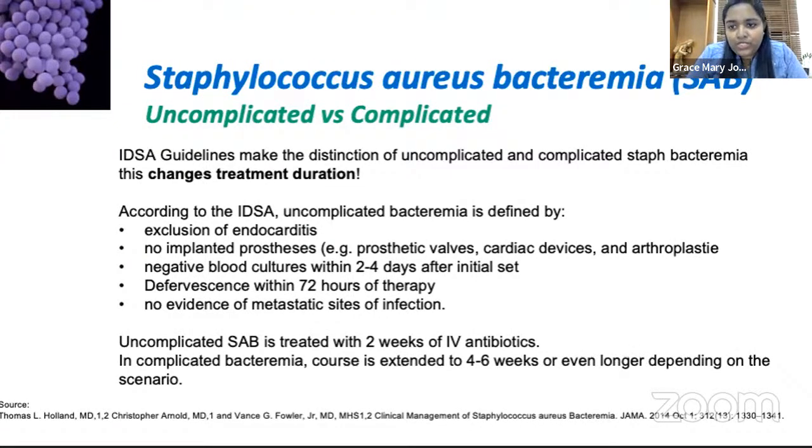The reason why you need to specify this is that these are things you can make into a protocol: whenever you see a Staph aureus bacteremia, classify it into uncomplicated and complicated, because your duration depends on it. If it's an uncomplicated bacteremia, you give 14 days of therapy and that's it. You can sit peacefully knowing that the patient is going to do fine. But if it's a complicated bacteremia, then you have to give 4 to 6 weeks or longer, depending on where the infection is.